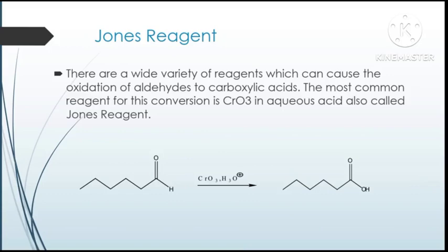Jones reagent is basically a solution prepared by dissolving chromium trioxide in aqueous sulfuric acid. To effect a Jones oxidation, this acidic mixture is added to an acetone solution of the substrate. Alternatively, potassium dichromate can also be used in place of chromium trioxide. The oxidation is very rapid and it is a quite exothermic reaction.